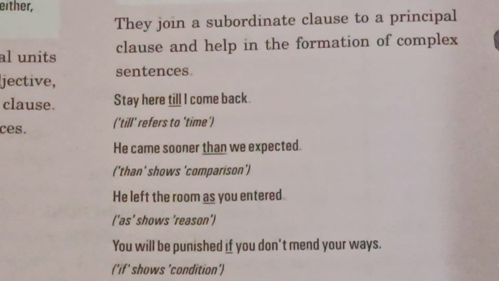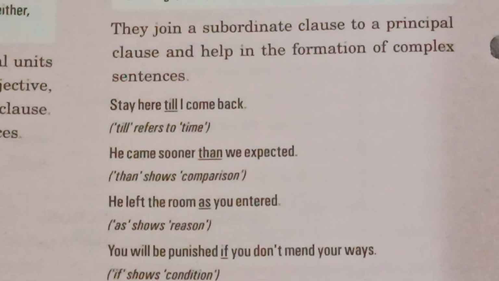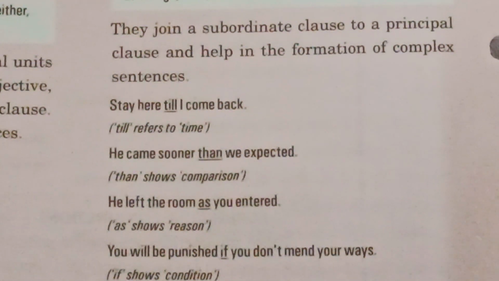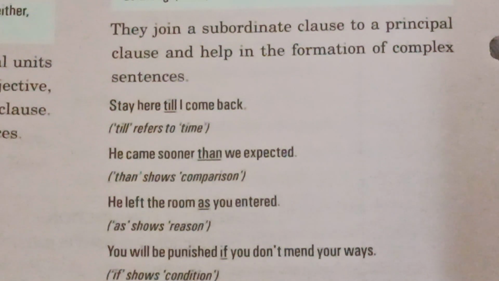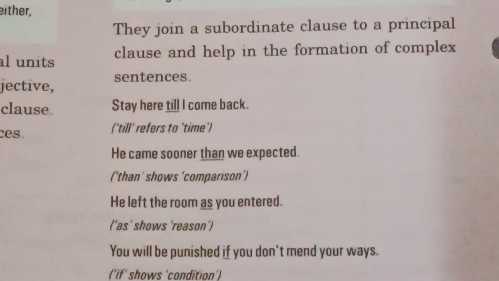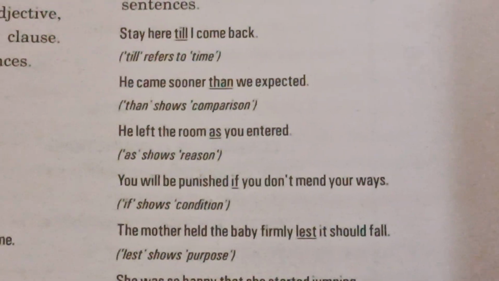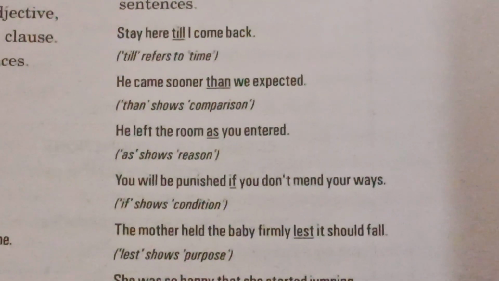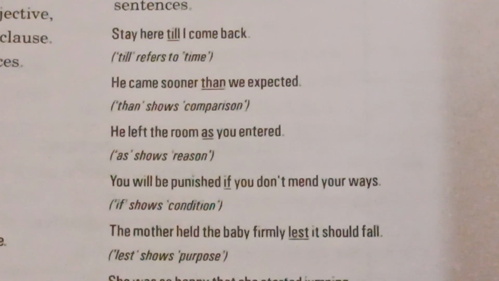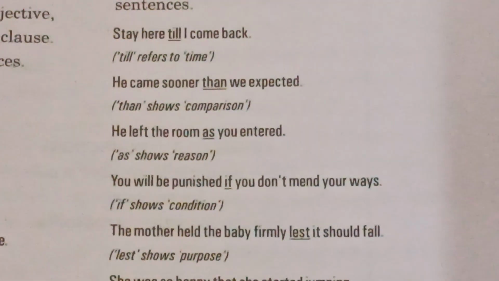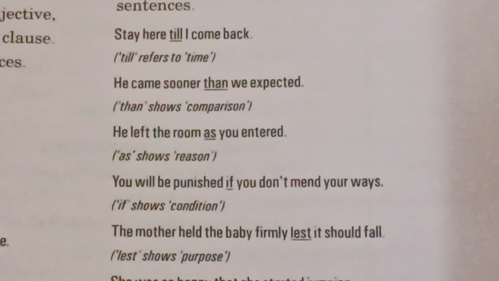They will help you. Stay here till I come back. Now here till refers to time. जब तक मैं नहीं आ जाता. He came sooner than we expected. Comparison हो गया. वो जल्दी आ गया, expect करने से पहले ही. यहाँ पर than से comparison हो गया. He left the room as you entered. जैसे ही तुम अंदर आए वो बाहर चला गया. Reason means तुम्हारे अंदर आने के कारण वो बाहर चला गया. As is used for reason also.